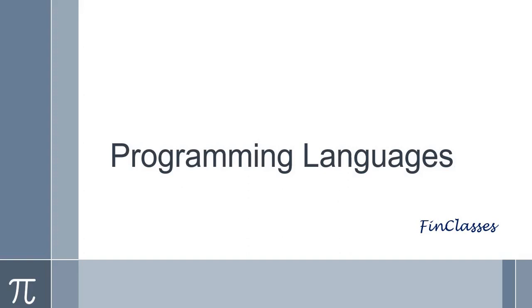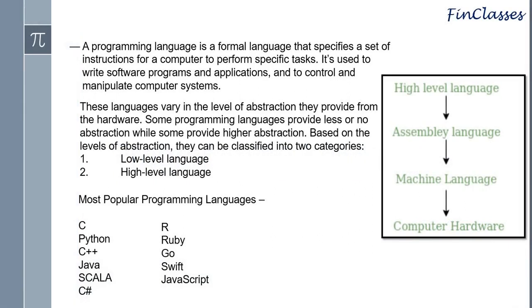Having studied about software, now we look at programming languages and try to understand different types of programming languages. Let us move to the first slide to understand what is a programming language. Programming language is a formal language that specifies a set of instructions for a computer to perform specific tasks.